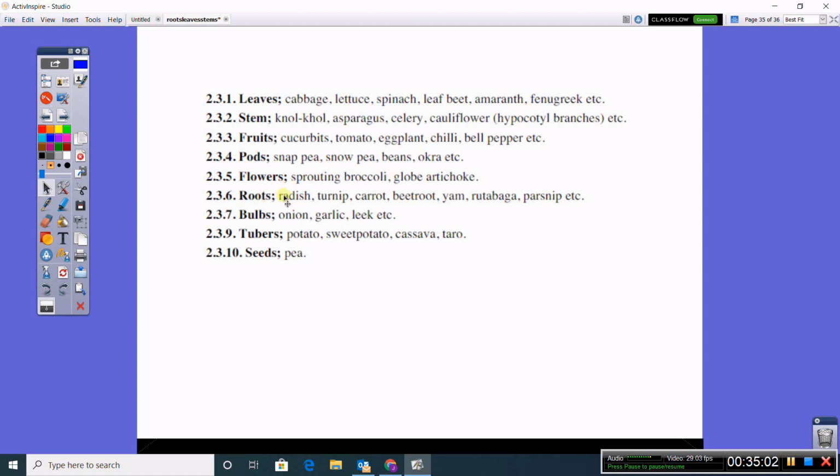Some roots that you eat would be like radishes, turnips, carrots, beetroot, yams, rutabaga, parsnips. Bulbs that you eat, onion, garlic. Leek is also a bulb, which means it's a modified stem. Tubers, potato, sweet potato, those are tubers, which are also modified stems. Seeds that you eat would be peas and like your corn kernels.